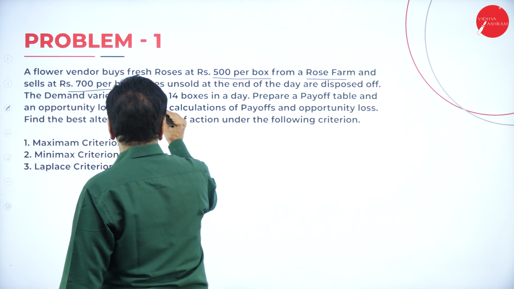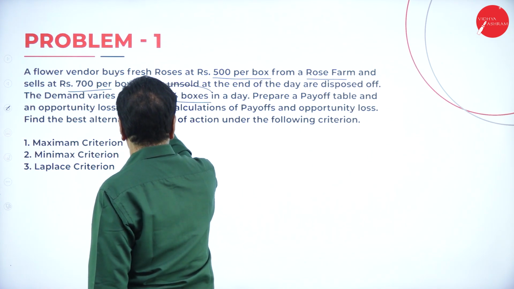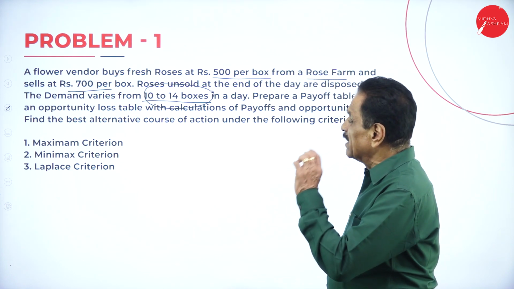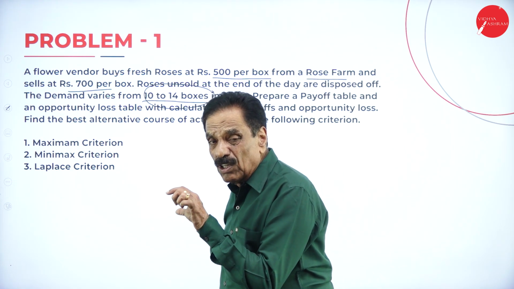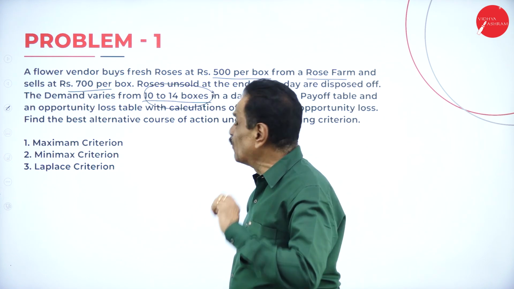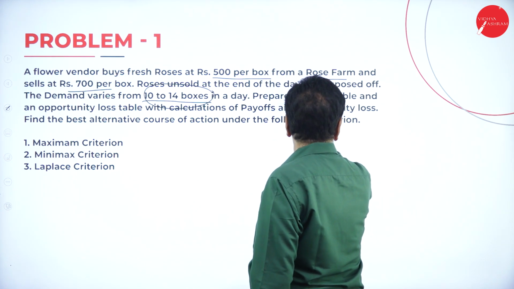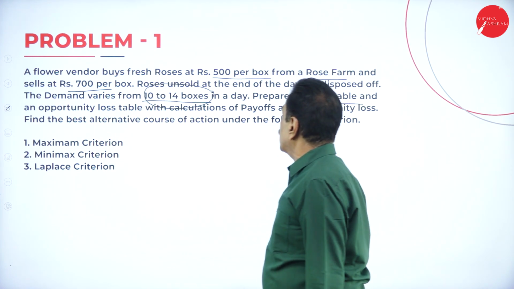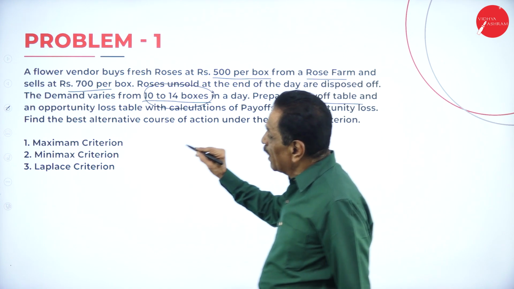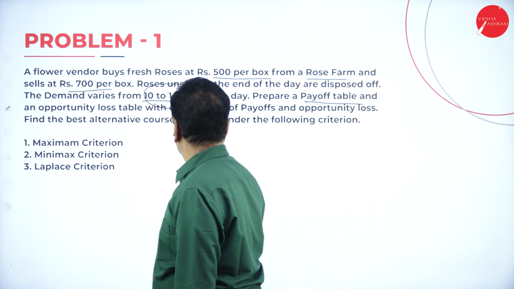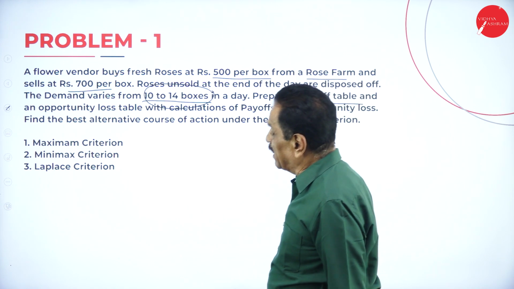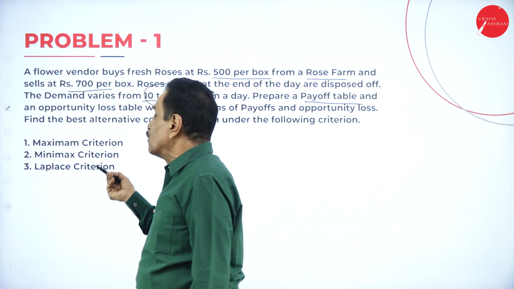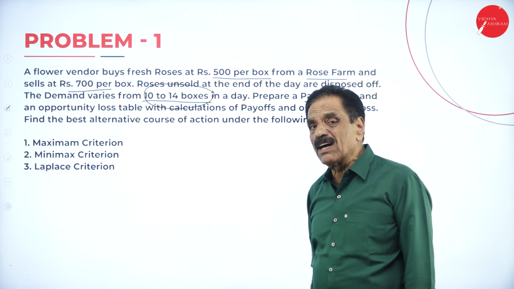The demand varies from 10 to 14 boxes. This is important: 10 to 14 boxes in a day, every day. So there is a demand for 10 to 14, means 10, 11, 12, 13, 14 boxes. Prepare a payoff table and an opportunity loss table with calculation of payoff and opportunity loss, and find the best alternative course of action under the following criteria: one is called Maximax, one is called Minimax, one is called Laplace.